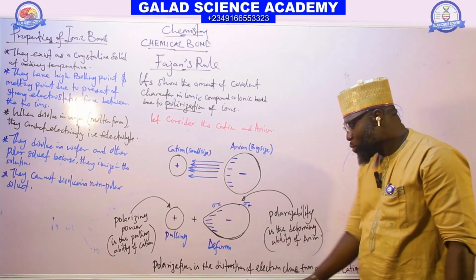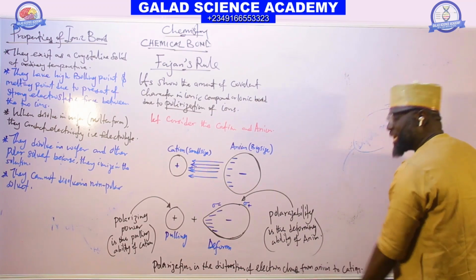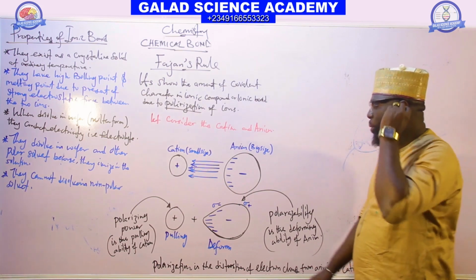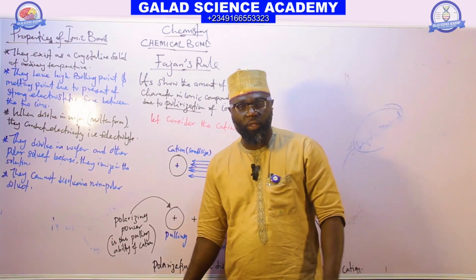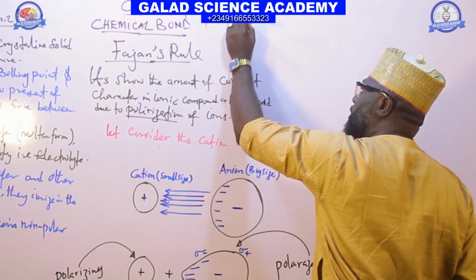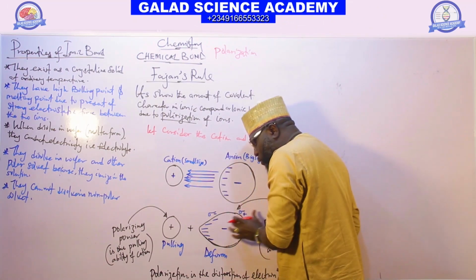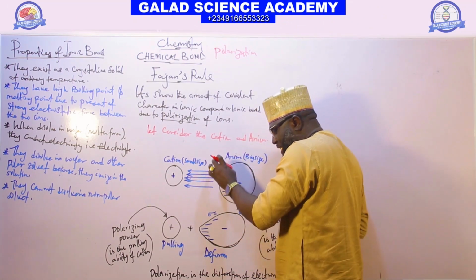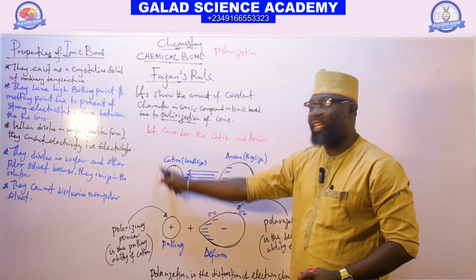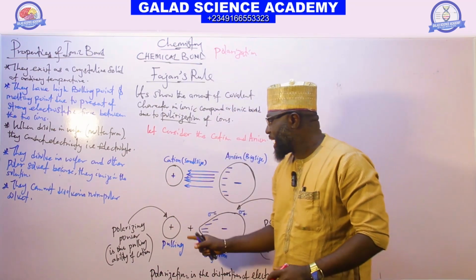And the process whereby, or the distortion of the electron cloud in the anion toward the cation, is called polarization. I said we call it polarization. Polarization is the distortion of the electron cloud we have in the anion toward the cation. That is called polarization.